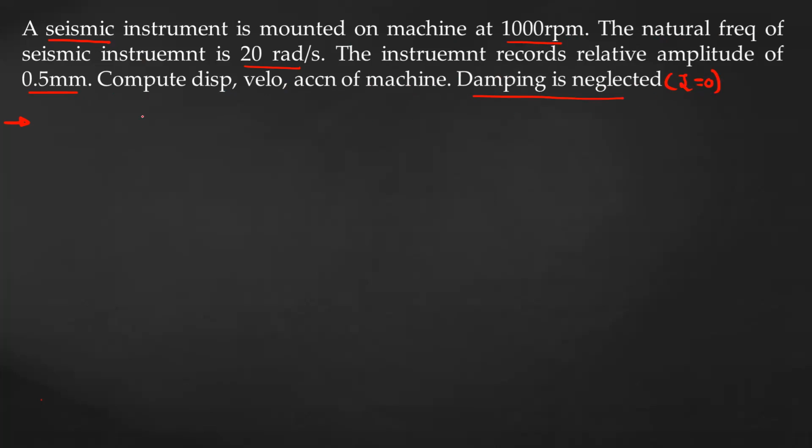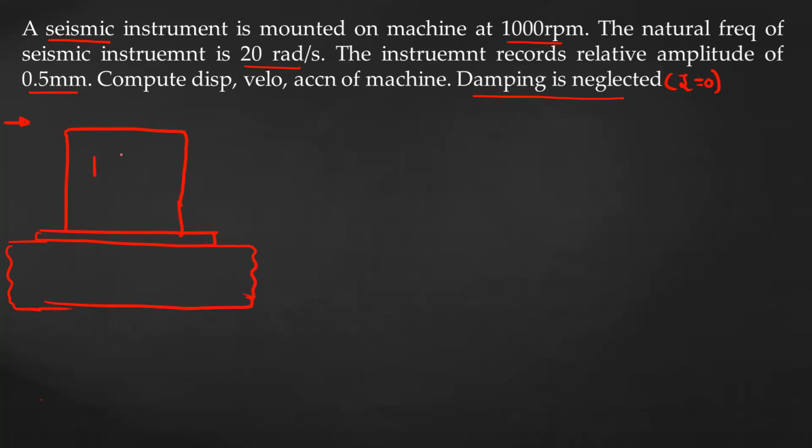Okay, so this seismic instrument, that means the vibrometer, is mounted on some machine surface. So this is the machine surface. So there is no damper.